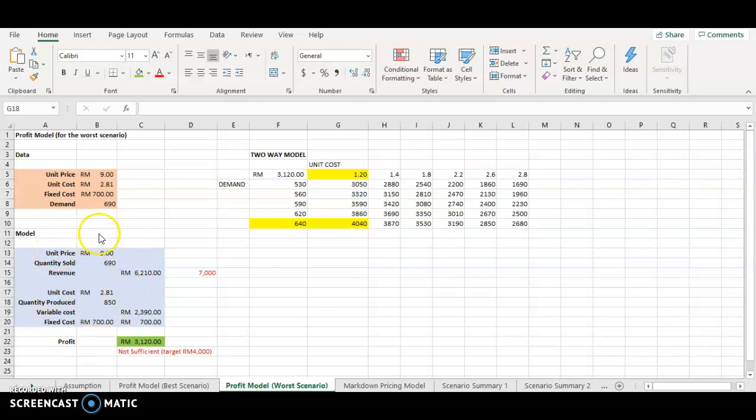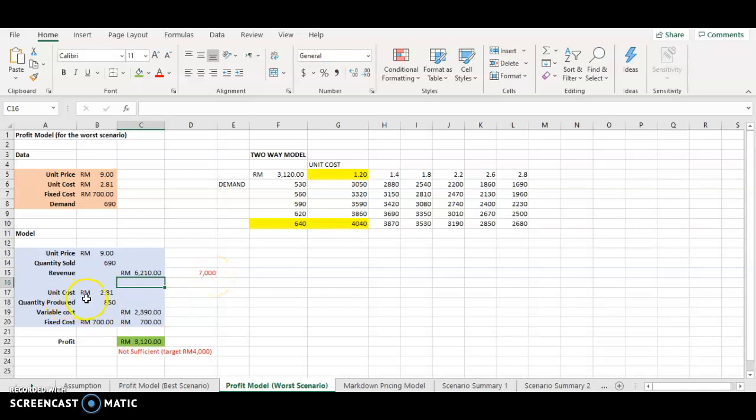As for the model, also I key in first, which is unit price is 9 ringgit. The quantity sold is based on the demand. As for the revenue, is where unit price times with the quantity sold, and then I got the revenue. Where the revenue that being counted is lower than what I've been targeted.